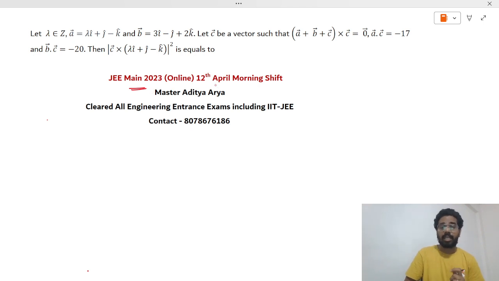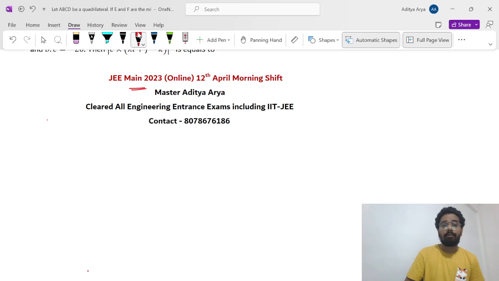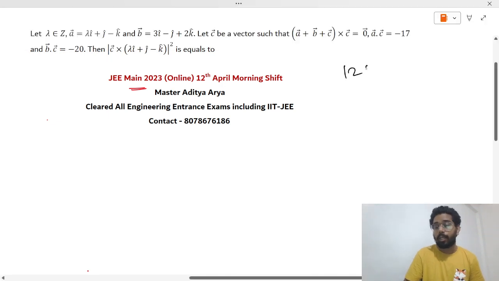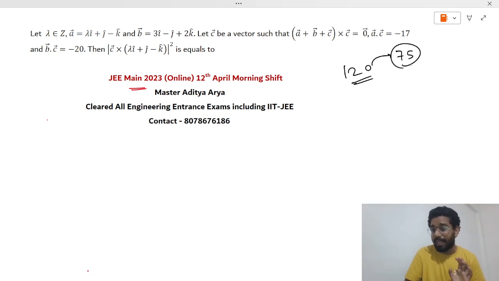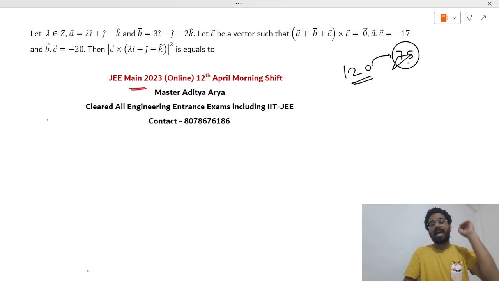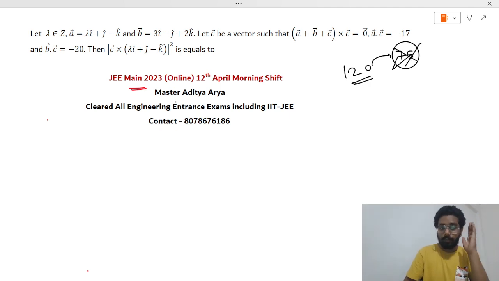This question came in the 12th April morning shift, and just to give you a brief, we were having somewhere around 120 questions in all, including all the shifts. And out of these 120 questions, 75 were planes, which we do not have to practice because planes is now out of syllabus for CBSE as well as for Mains. All right, guys, so let's start working on this problem.